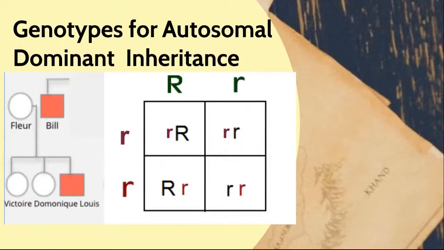We would see the same amount of affected individuals with autosomal dominant. If the trait is tied to a dominant gene, offspring with big R's would have red hair. So in this case, only 50% would have red hair.